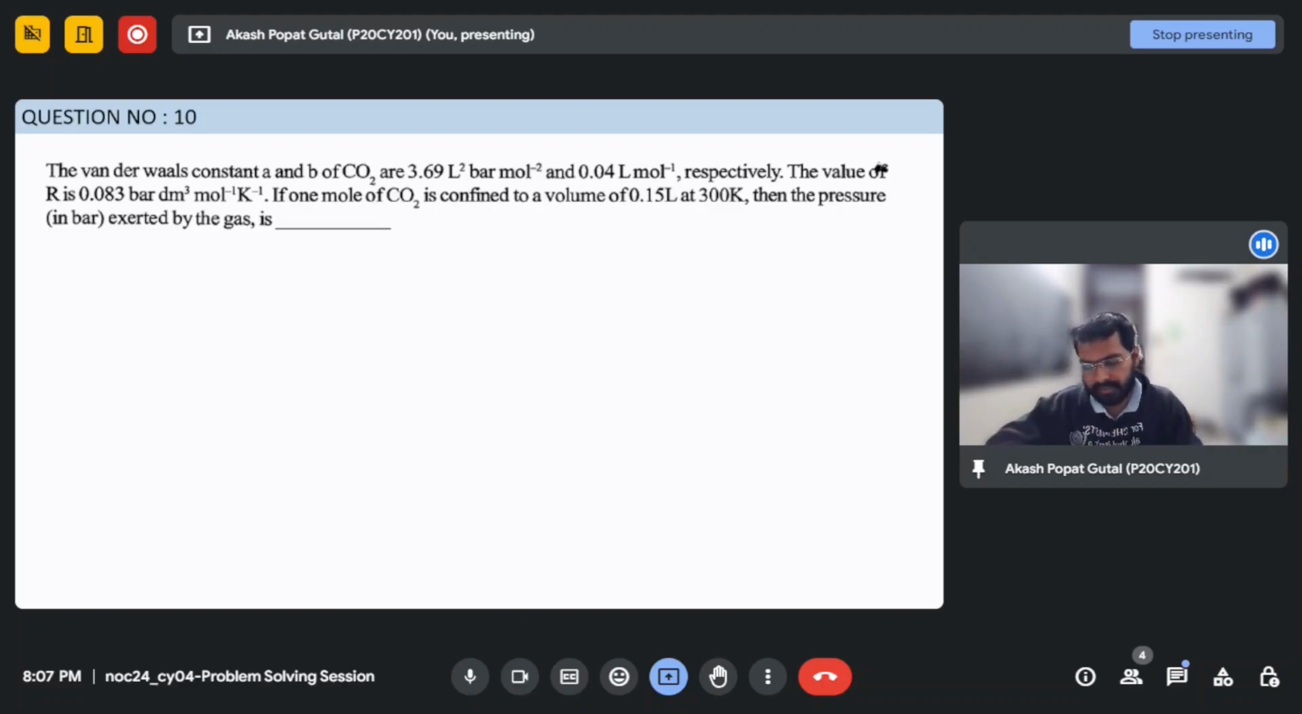I will write the given things first. If you can calculate it quickly, you can put it in the comment box. So we have given things: A is 0.04. I forgot to write, this is also a GATE exam question.